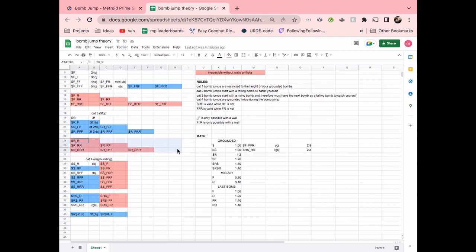So these bomb jumps are real, but they require, again, assistance with walls, flicks, enemies, something. So 3 bombs and then a rising bomb. What does that look like? More or less, that looks like getting a flick and laying a 3rd bomb so that you will hit all 3 bombs on the way up.